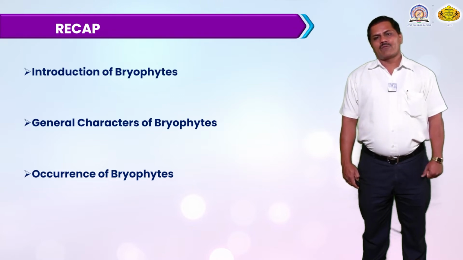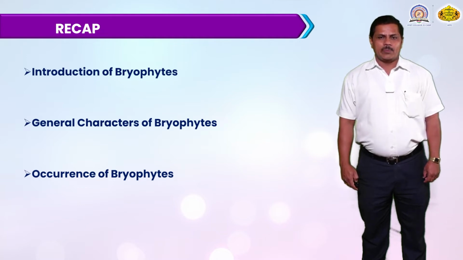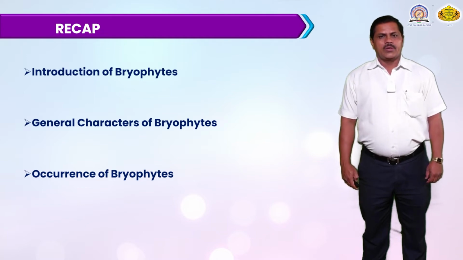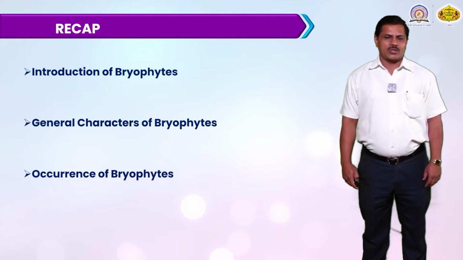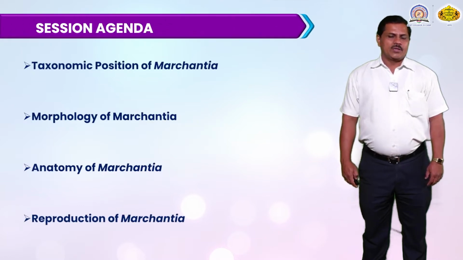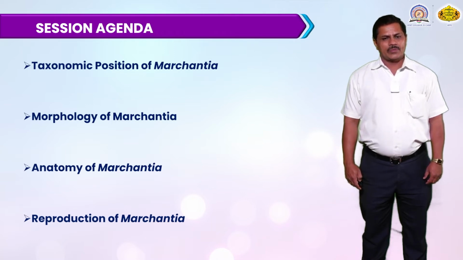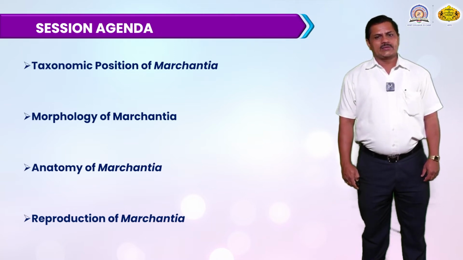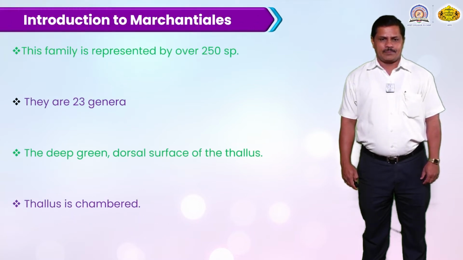Then, occurrence of the bryophyte. Bryophytes occur mostly in shady places. They can grow in hill stations, mostly in cold regions. Today's lecture we will discuss the taxonomic position of Marchantia, morphology of Marchantia, anatomy of Marchantia and reproduction of Marchantia.